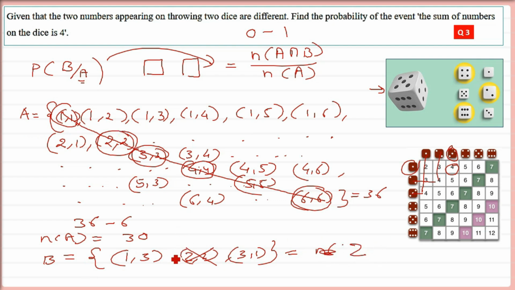So now we have the number of elements in A and in B. But we need to find out A intersection B. What are the common elements of A and B? So we have 1, 3 and 3, 1. So n(A intersection B), because probability is all about the number of elements in that set. Only 1, 3 and 3, 1 are common in A and B. So there are two values. n(A intersection B) is 2, and n(A) is what? So n(A intersection B) is 2.